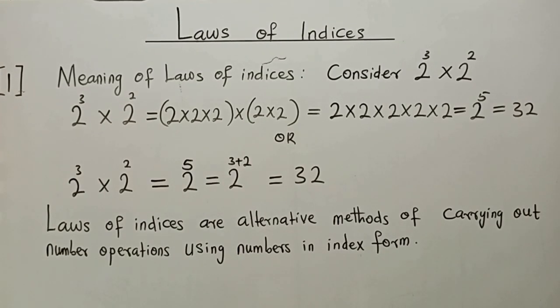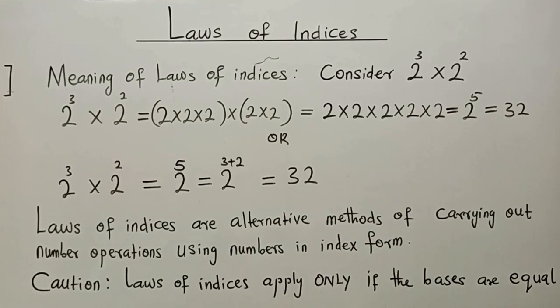It is important to note that while we learn to multiply and divide numbers in index forms, there is an important caution that we have to take note of. If that caution is not taken note of, we make mistakes and even go into outright errors when multiplying and dividing numbers in index forms. What is the caution? Laws of indices apply only, stressed, only if the bases are equal.